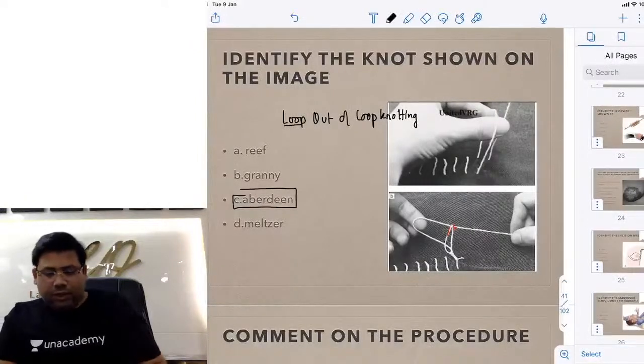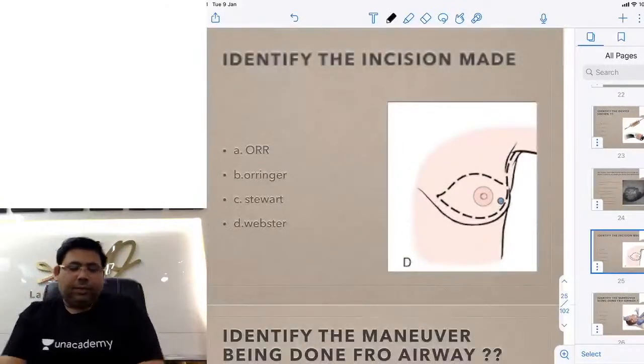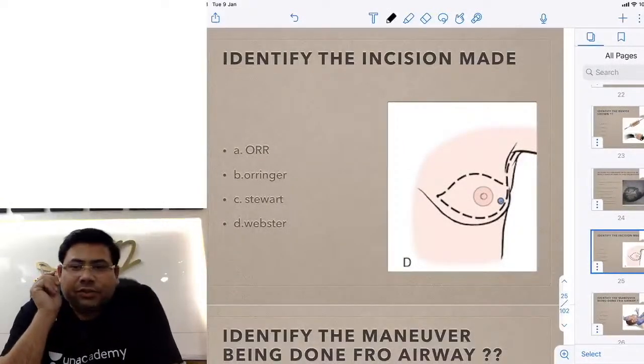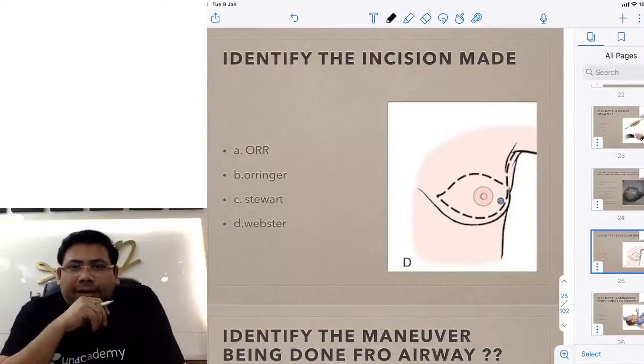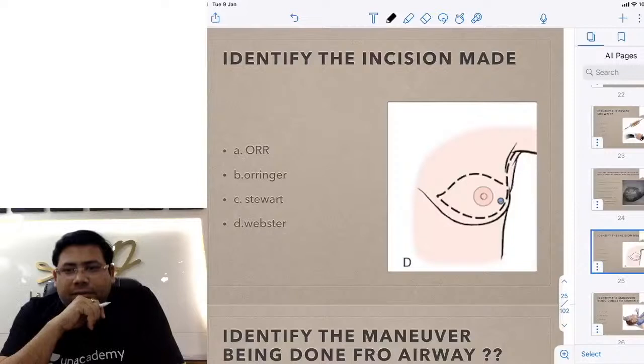So, I'll ask you one more question. Tell me, what is this incision which has been made? Identify the incision made in this image.